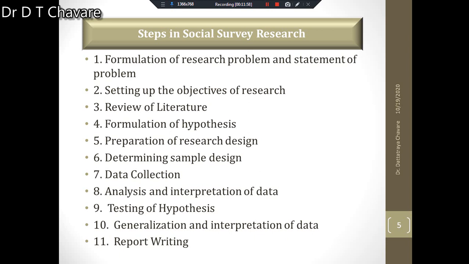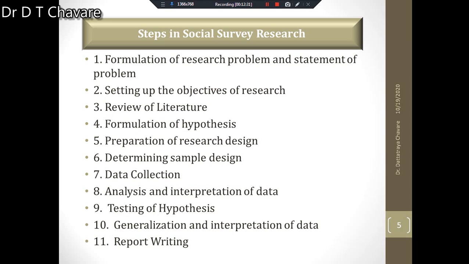Okay, then the next step we have to study is formulation of hypothesis. Hypothesis should be there. You have already studied the exact meaning of hypothesis, the types of hypothesis, and how hypothesis can be tested. All such things you know about it. That's why the fourth step in the social survey research is formulation of hypothesis. You have to formulate hypothesis.